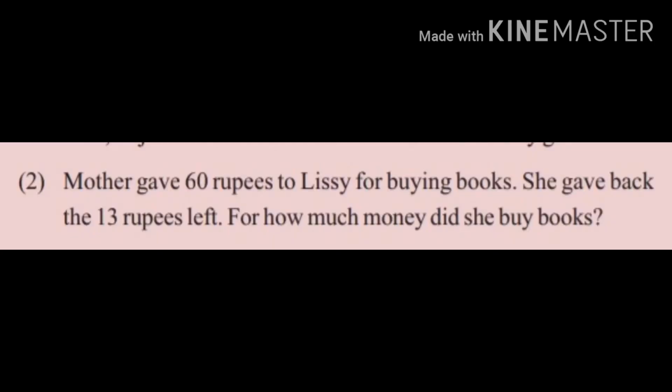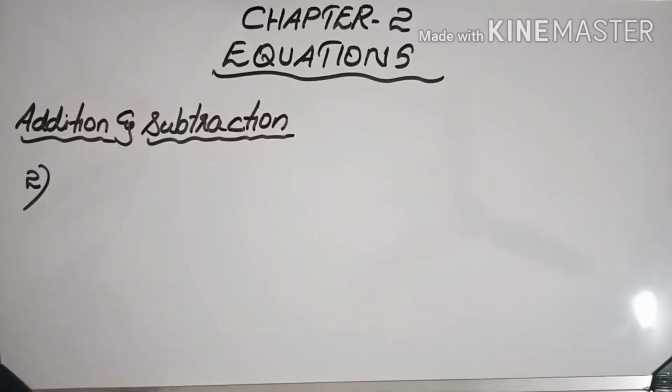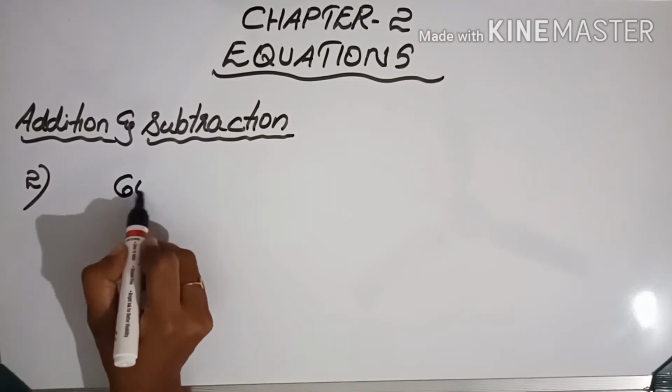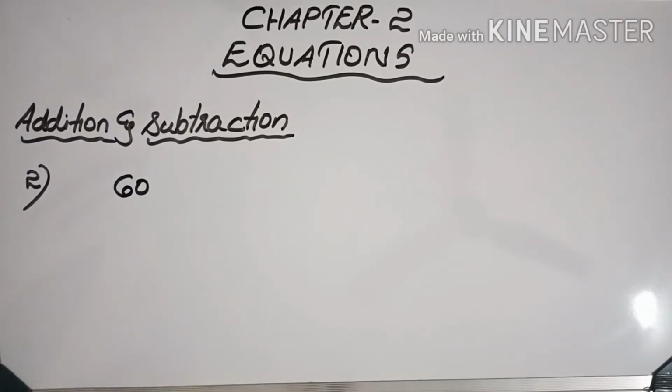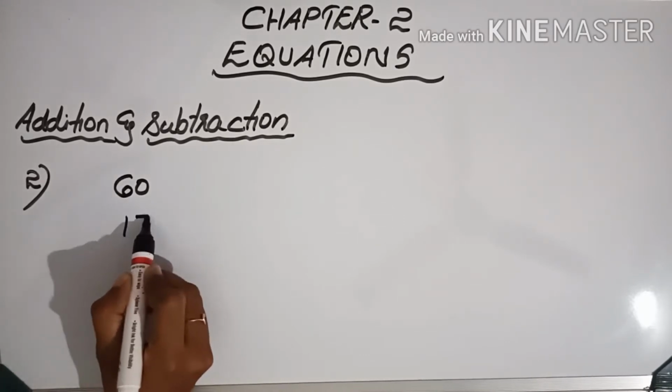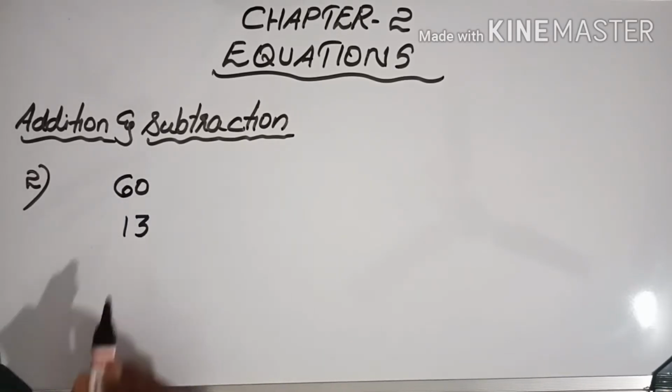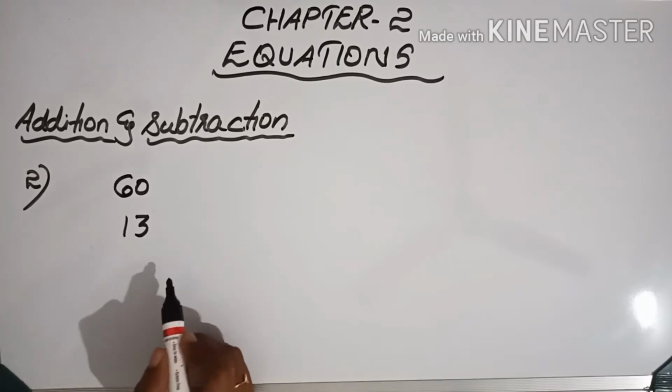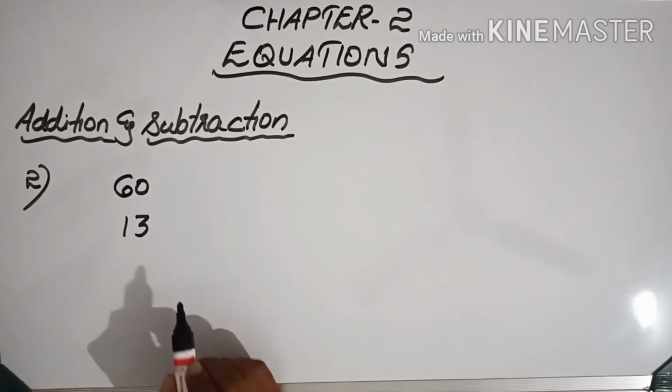Next is question number 2. Mother gave 60 rupees to Lizzie for buying books. She gave back the 13 rupees left. For how much money did she buy books? In this question, mother gave 60 rupees to buy books to Lizzie. And she gave back 13 rupees. Okay, 13 rupees was the balance amount. Question is, how much money did she spend to buy the books? That is the question here.